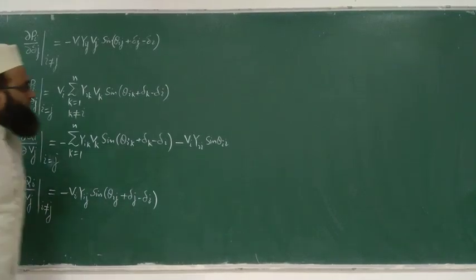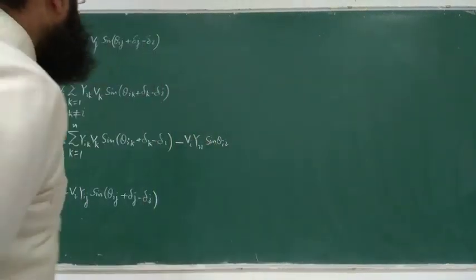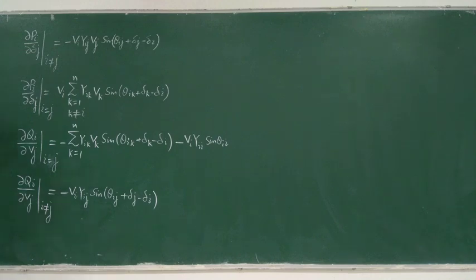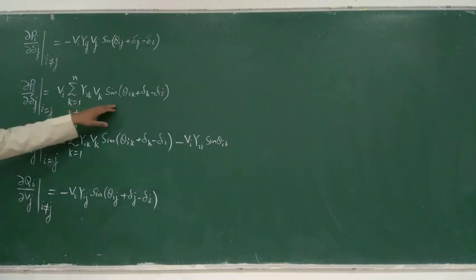Today we will start fast decoupled load flow. In the last one, during the decoupled load flow lectures, we have seen that ∂Pi/∂δj for i not equal to j is this. We have derived it last time. Similarly, for i equal to j, we have seen this.